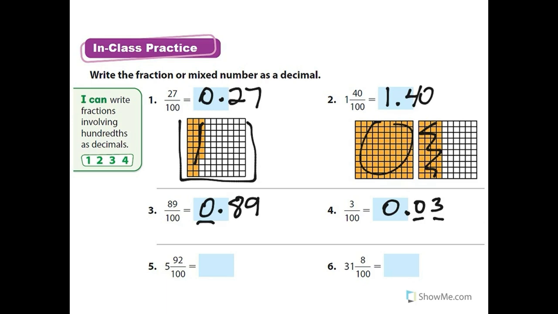Alright, and then number 5, 5 and 92 hundredths. When we have that decimal there, we say it as the "and." And then number 6 is 31 and 8 hundredths.